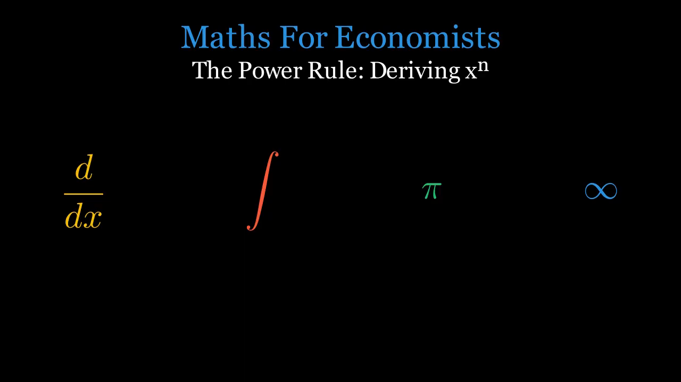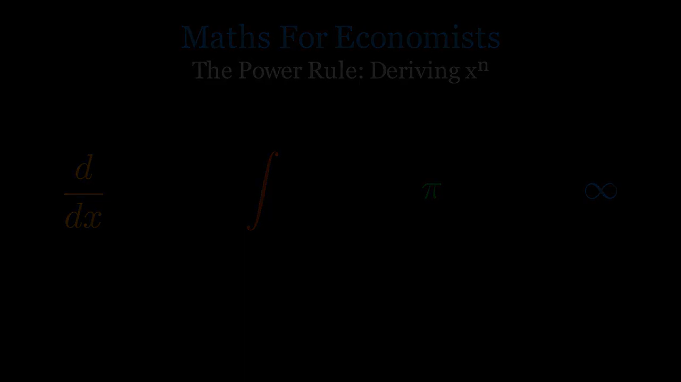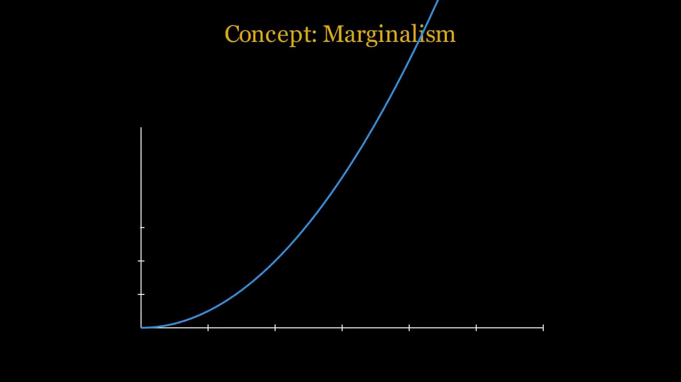To understand the power rule, we must first understand the concept of marginalism. In economics, we rarely ask, how much do I like food in total? Instead, we ask, how much more utility do I get from one more bite? This one more unit is the derivative. Whether it's marginal cost, marginal revenue, or marginal utility, we are looking at the slope of a function at a specific point. Let's define the rule formally.